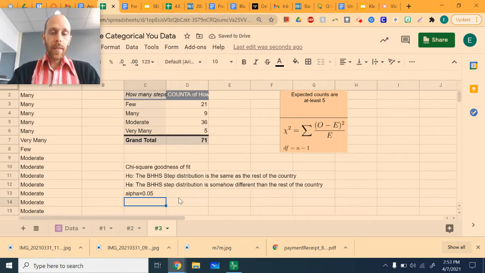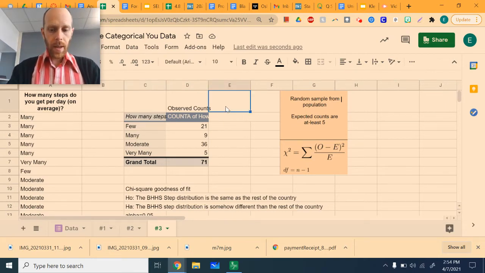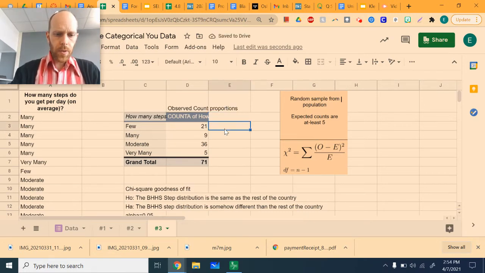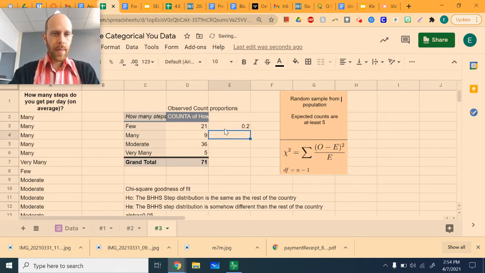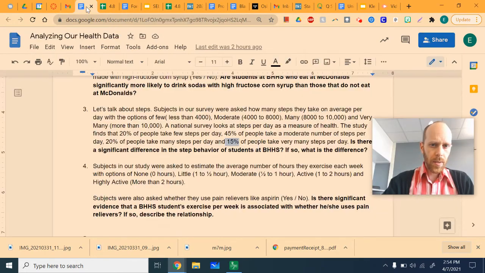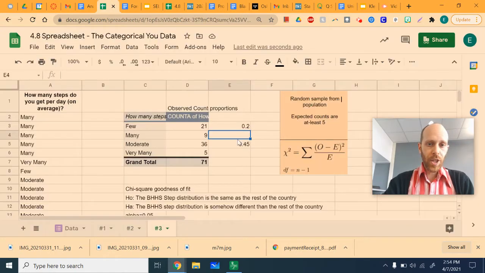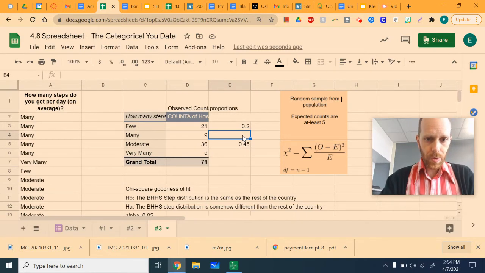Here we go. Now, the data that we need, we're actually going to get from messing around with this table. So I'm going to fill in the proportions that were given to us. They said that few steps was 20%, moderate steps was 0.45, many steps was 20%, and then 15% was very many steps. So nationally, this is the distribution.